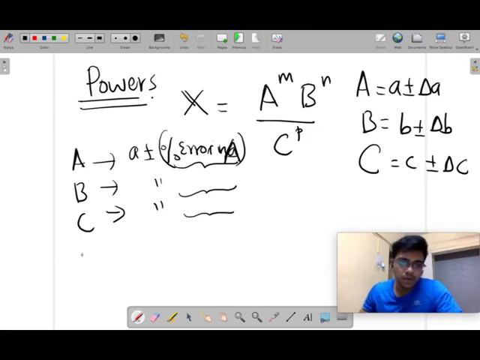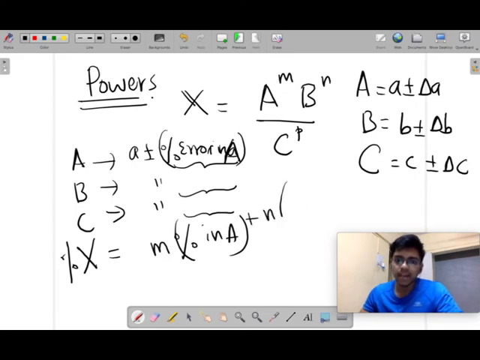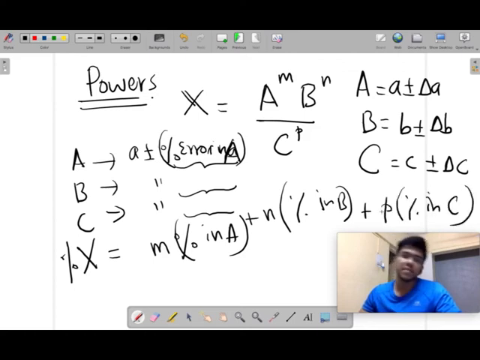Now as far as this operation is concerned, first ignore all the error terms and just carry out this operation: a raised to m, b raised to n by c raised to p. So it will be small a raised to m into small b raised to n by c raised to p, and that will be your number, and there will be an error term, right? Now what is that error term? We'll calculate it. So the formula is percentage error in x would be equal to m times percentage error in a plus n times percentage error in b plus p times percentage error in c.